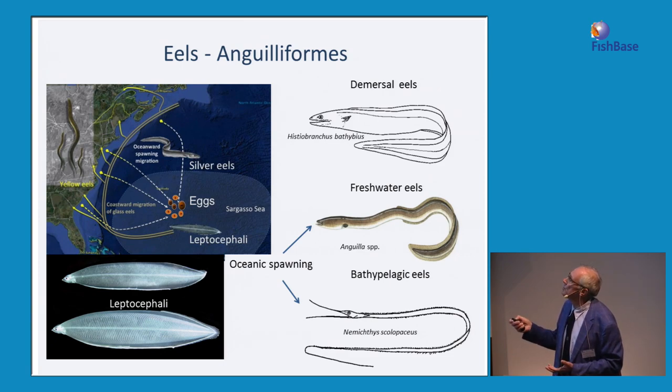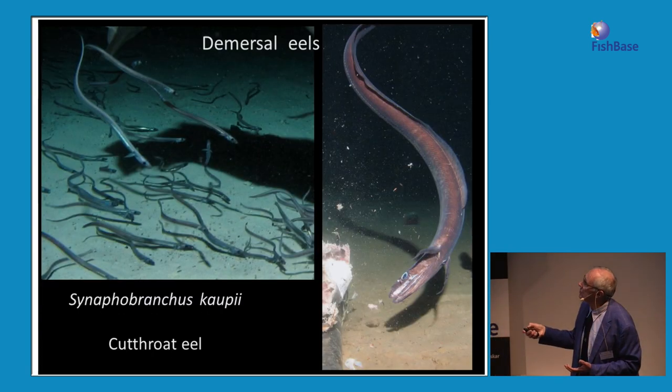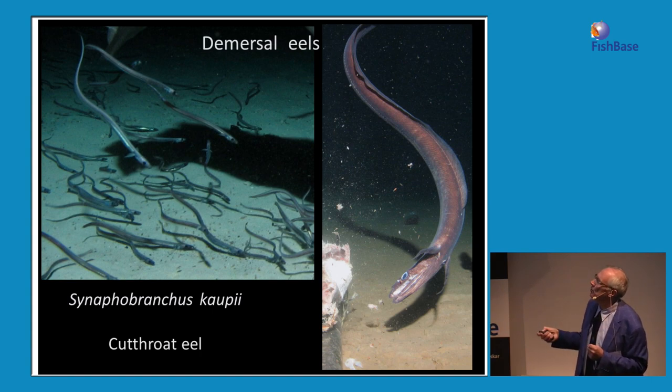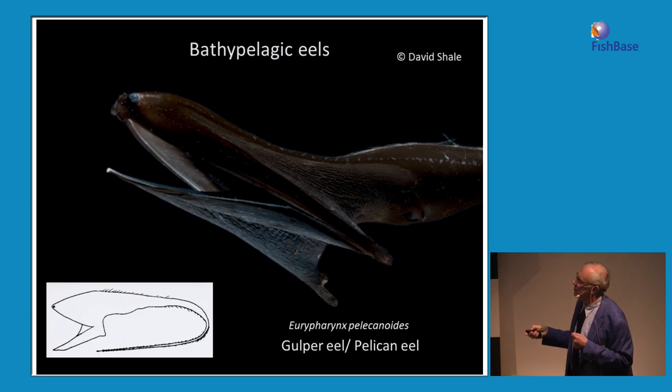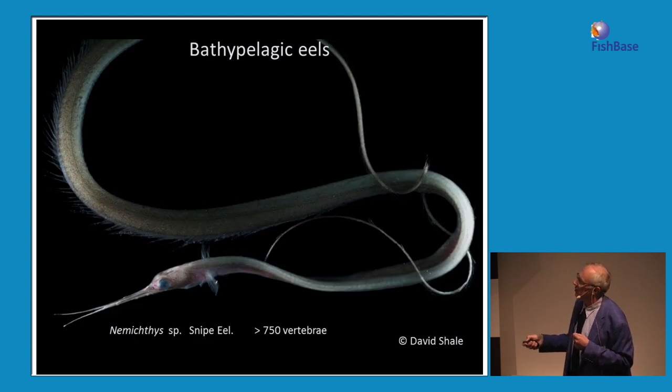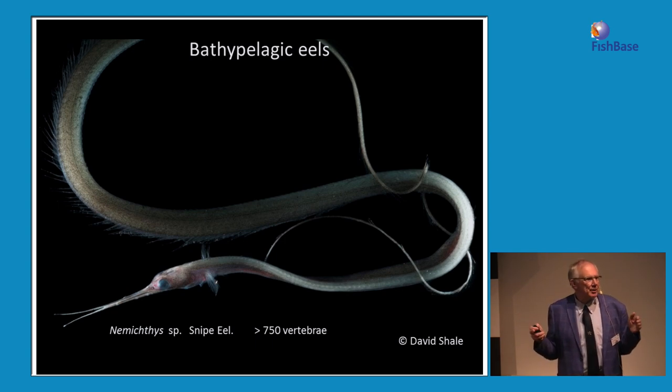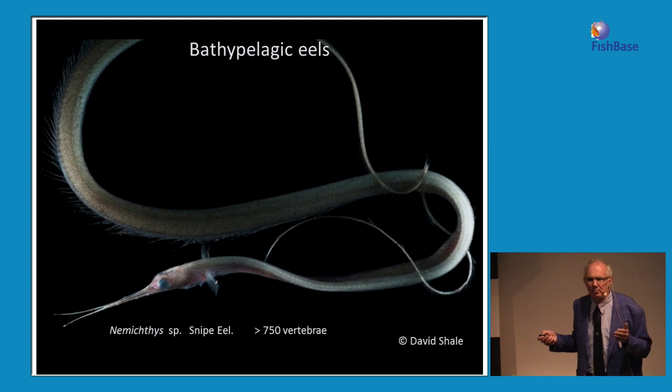Whereas we have distinctive demersal eels, which live on the sea floor. So this is a Synaphobranchus kaupii, which if you put down bait anywhere in the Atlantic Ocean at bathyal depths, these eels are attracted in very large numbers. But then amongst the bathypelagic eels, we have an extraordinary variety of specialized forms, such as the pelican eel with a very large mouth, and it's able to ingest very large prey, or the snipe eel. This has more than 750 vertebrae. This has got more vertebrae than any other vertebrates. So this is the ultimate vertebrate on the planet.